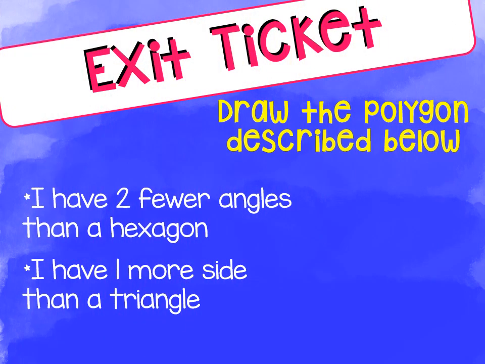Now for your exit ticket. I'm going to give you 2 clues here, and I want you to draw the polygon that I described below. I want you to draw a polygon that has 2 fewer angles than a hexagon and 1 more side than a triangle. Sort of like a riddle. Think about a shape that would have 2 fewer angles than a hexagon and 1 more side than a triangle. Draw that shape and send it to me in a message.